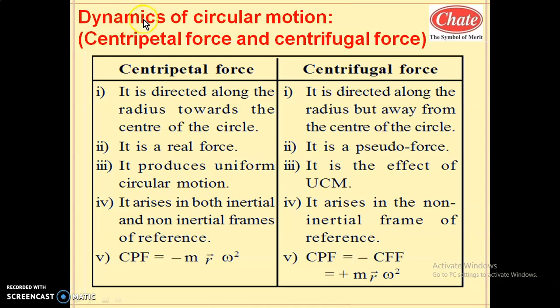Dynamics means the study of different kinds of forces in circular motion. Dynamics means considering the motion with consideration of the force, the cause producing it. So in dynamics we are studying the various forces. In the dynamics of circular motion, if we take uniform circular motion, there will not be a presence of tangential force, there will be only centripetal force. But along with the centripetal force, one more force is present, which is the effect of circular motion.